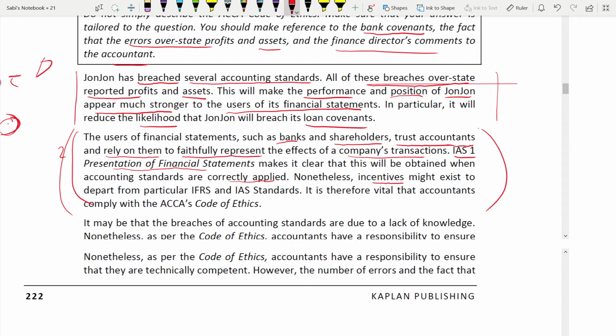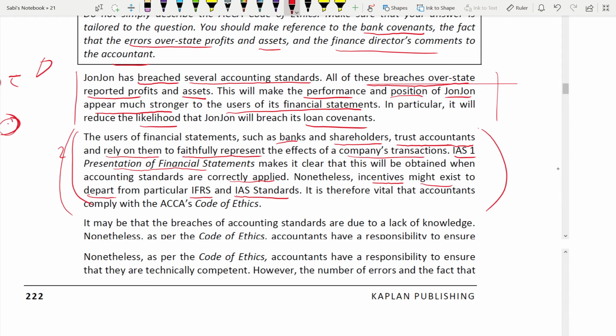So in this second paragraph, you're giving the opportunities for why they are unethical. What are the opportunities or situations that could happen? In this case, incentives might exist. This could be an opportunity for them to depart. Incentives might exist to depart from IFRS and IAS standards. Because they are not following the IFRS standards, you can say there could be some incentives for departing from it.